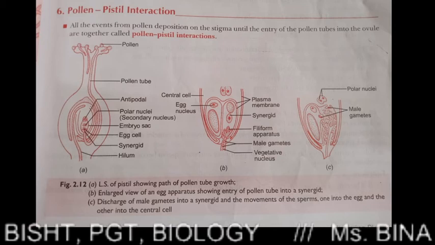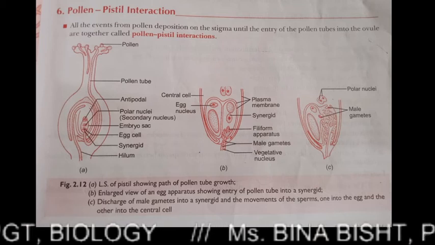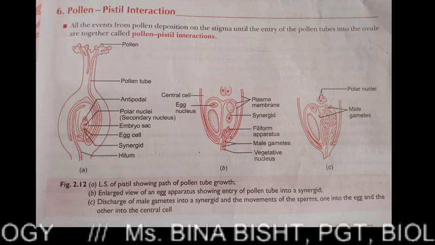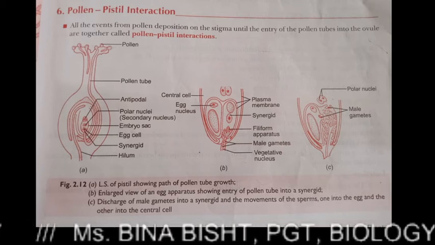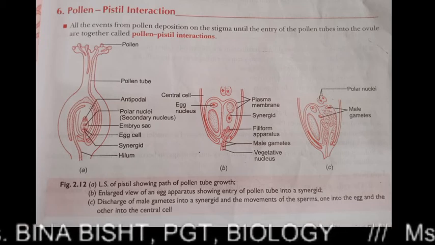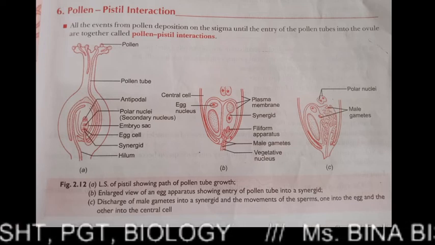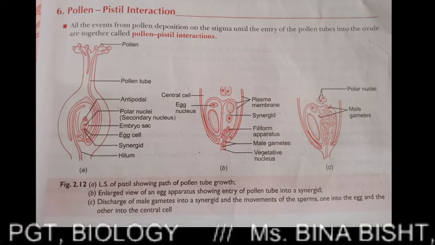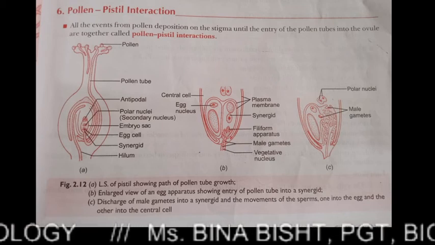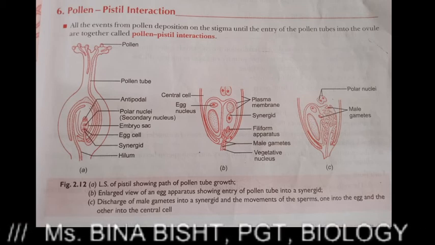There is one more important topic: how the pollen tube enters from the ovary to the ovule. From the ovary, the pollen tube enters the ovule in three ways. The first is porogamy, the second is chalazogamy, and the third is mesogamy. Please listen carefully to porogamy because it is common in angiospermic plants. Porogamy means the pollen tube enters the ovule through the micropylar end.